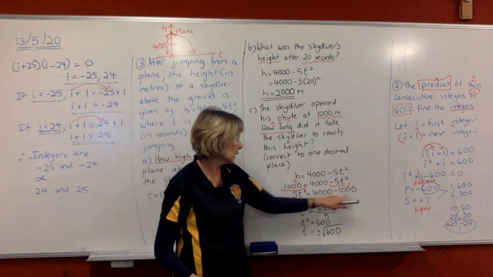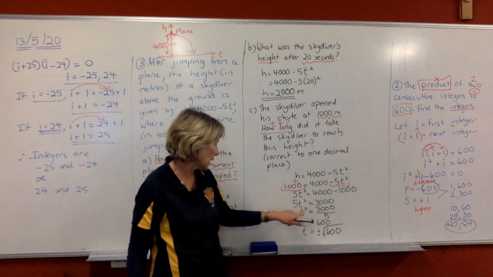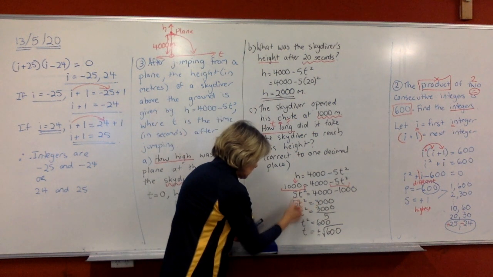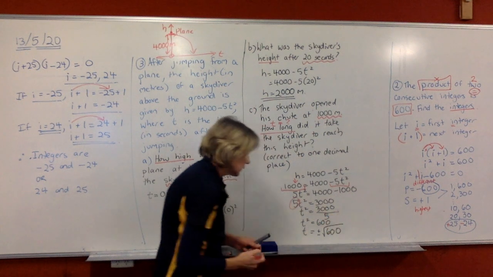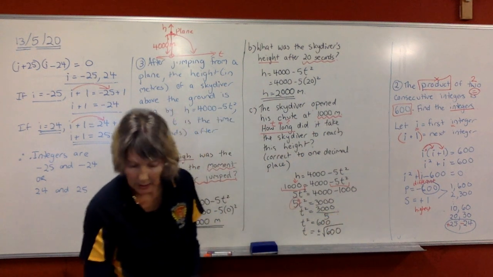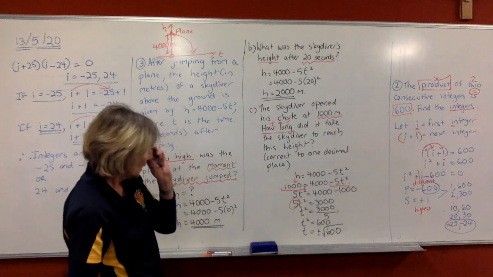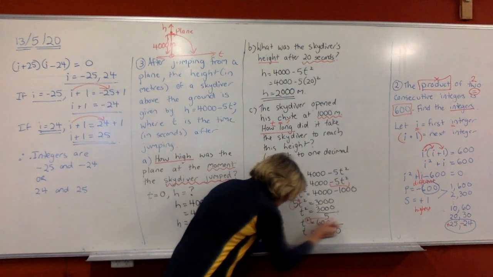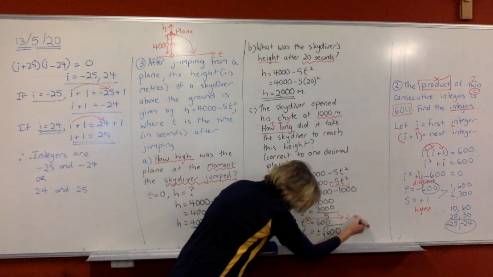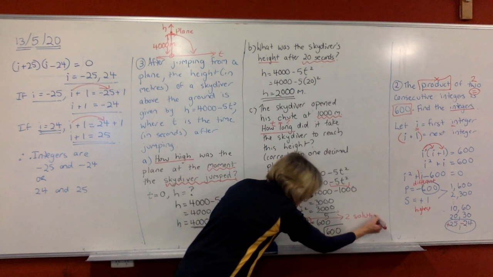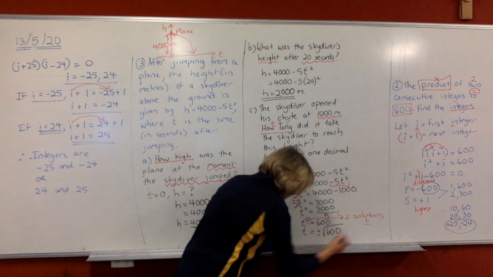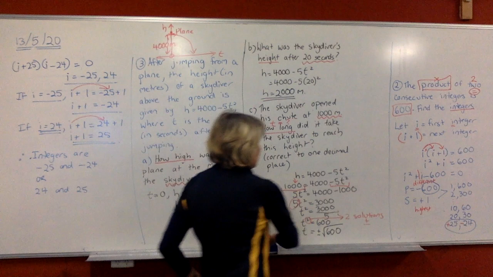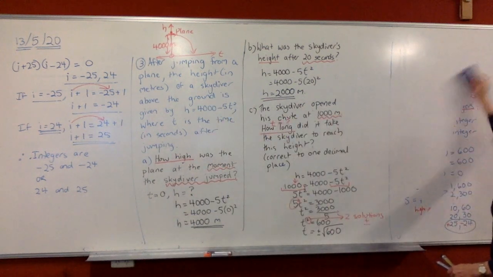So using your calculator, 4,000 minus 1,000 is 3,000. Then we're going to get rid of our 5 by dividing by it over here. And then we end up with t squared equals 600. And then we end up with t equals plus or minus root 600. Don't forget you have two solutions, plus and minus. So we have t equals plus or minus root 600. Okay, going from there.